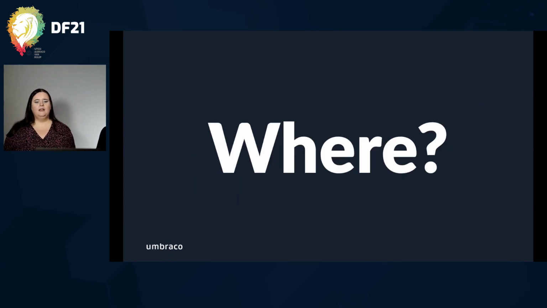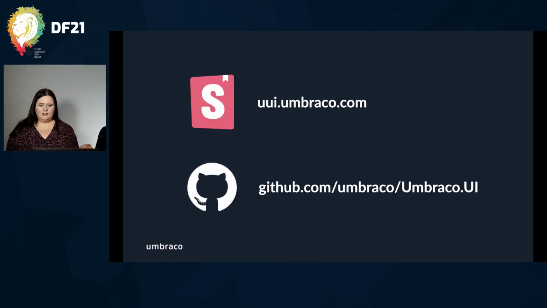So where to find them? This is a pretty easy question. You can just go to uui.umbraco.com. This is where our Storybook is hosted. And you can also visit our GitHub repo. We would very much like some discussion, contribution, and input from you.